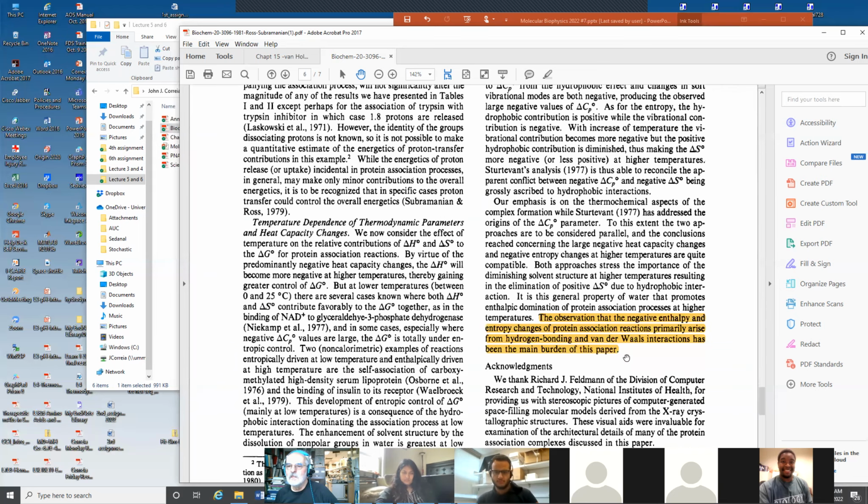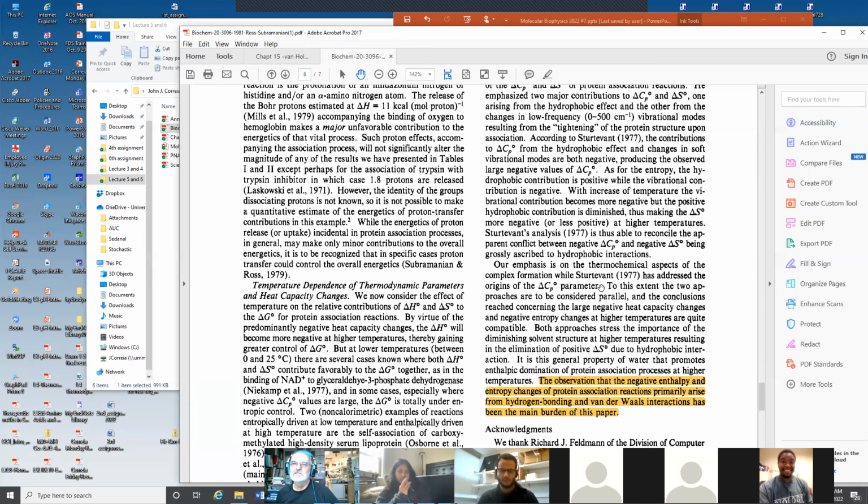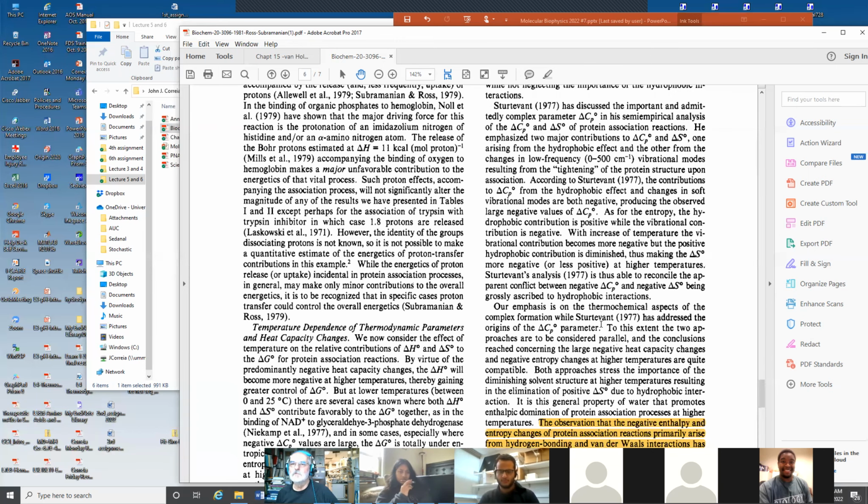all of this, okay? And the conclusion that they come to in the end is the observation that negative enthalpy, negative entropy requires primary driving forces from hydrogen bonding and van der Waals interactions, okay? And that hydrophobic effect is not absolutely the driving force for most protein-protein interactions. All right. There's some other discussion about other kinds of interactions that were discussed in this paper by Sturtevant that have to do with dynamic modes and sort of fluctuations in the protein. We don't have to get into all of those details.